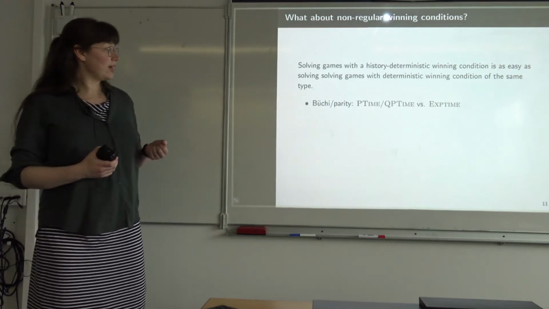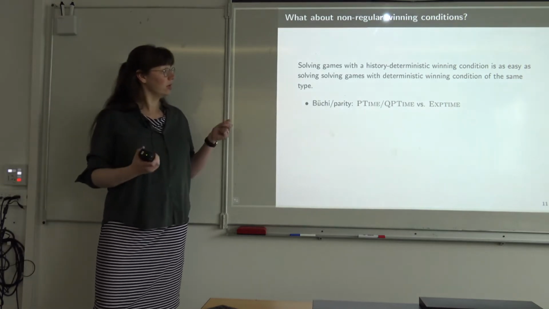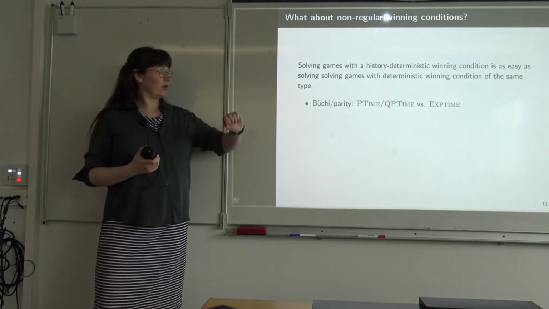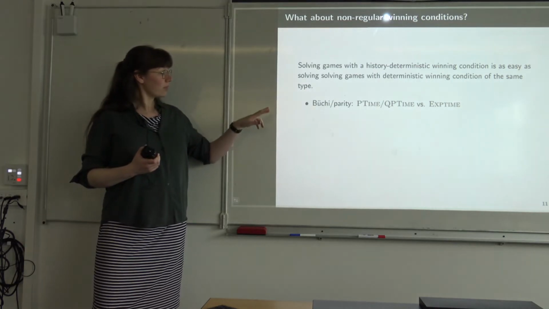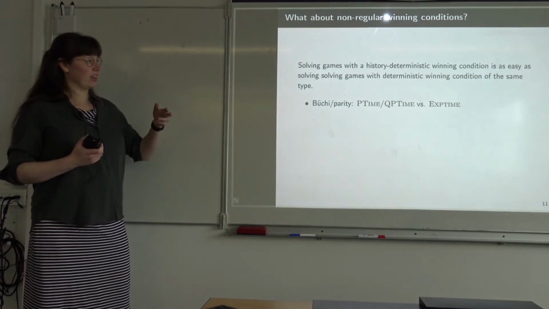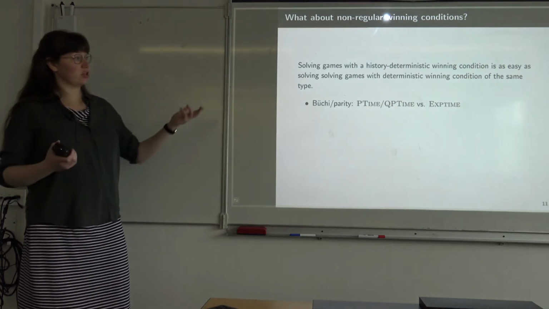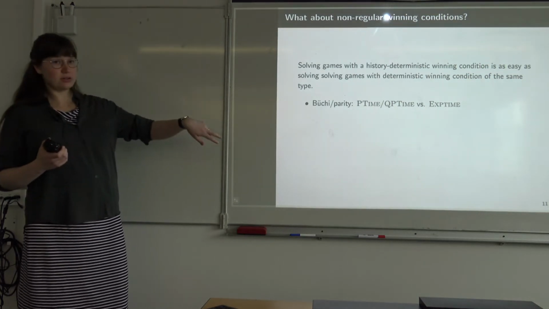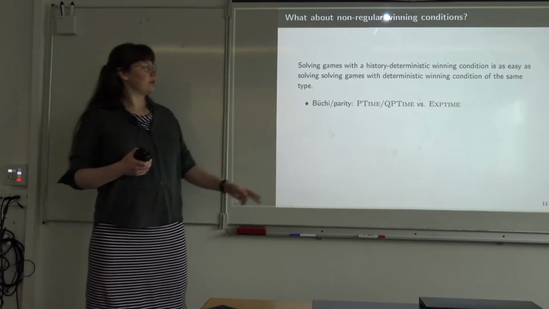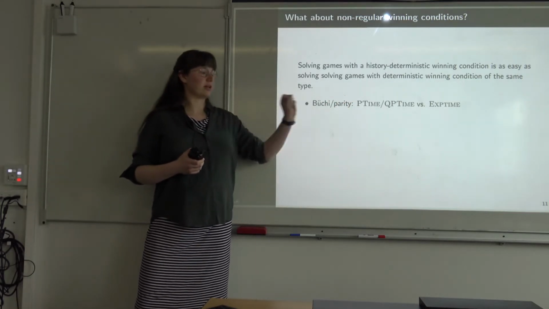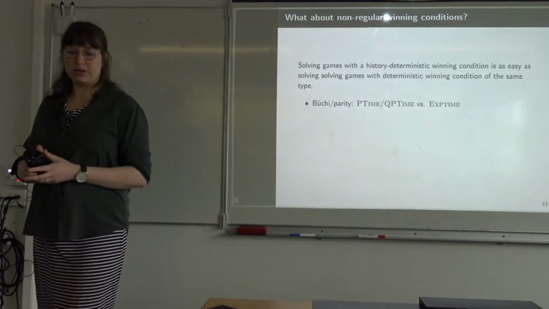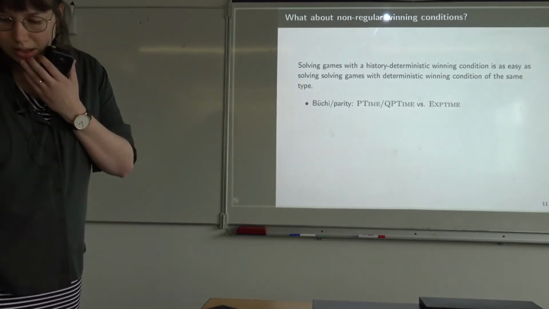So in terms of complexity, in the omega regular case, for both Büchi and parity, we would have an exponential-time complexity of solving games of which the winning condition is given by a Büchi automaton or a parity automaton, if it's a non-deterministic one. If we take a history deterministic one, then that complexity goes down to polynomial for Büchi and quasi-polynomial for parity.